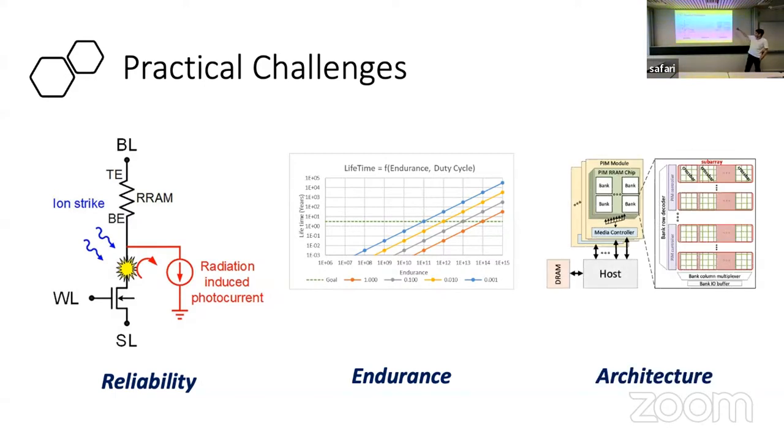And I think the third challenge is the architecture side, where we're trying to take an existing architecture that has many different ideas like virtual memory and cache coherency. And now we need to somehow define something new that is able to process within the memory while still maintaining all of the conditions.